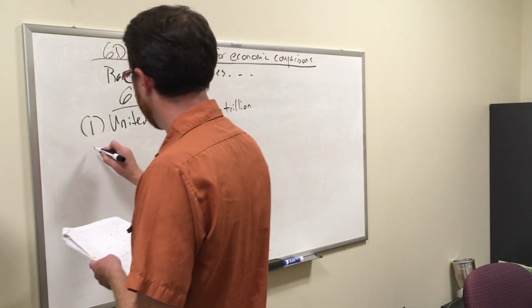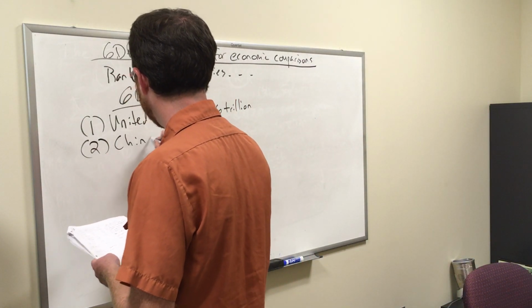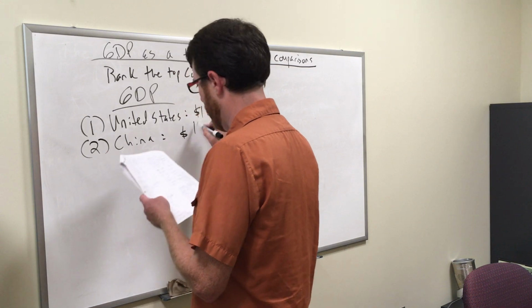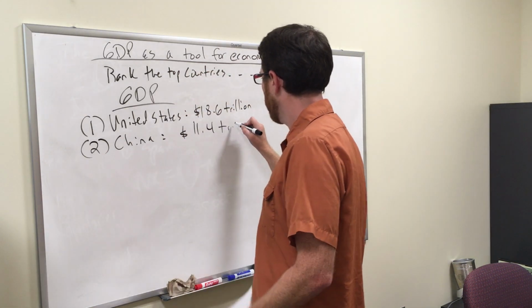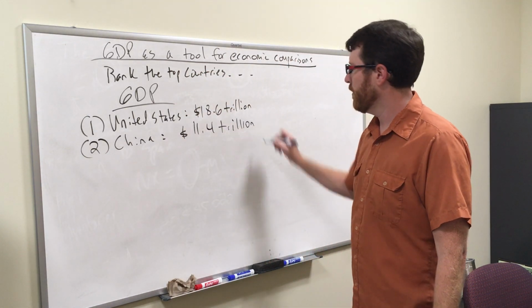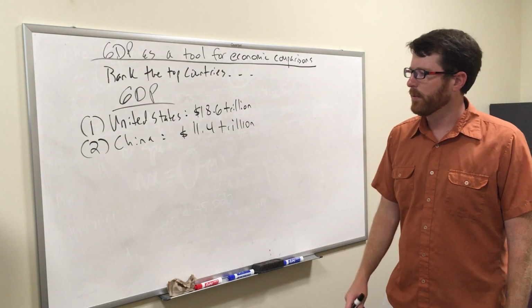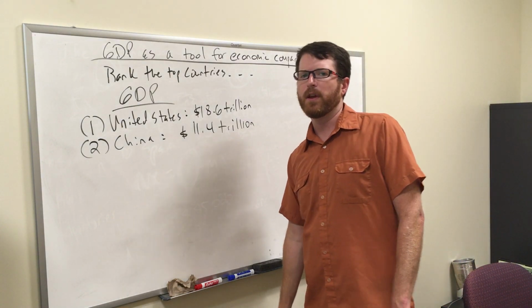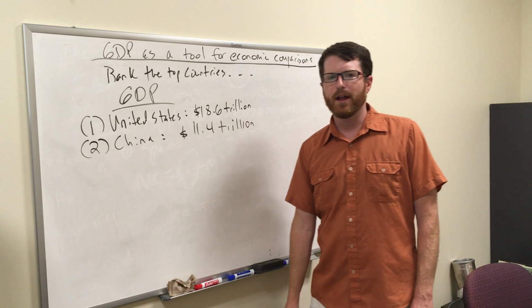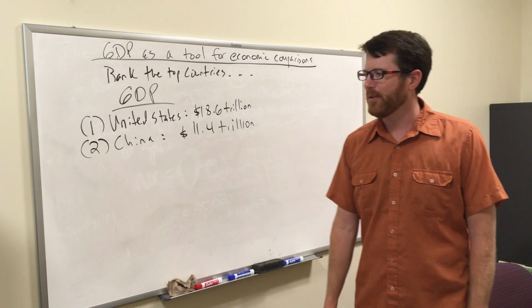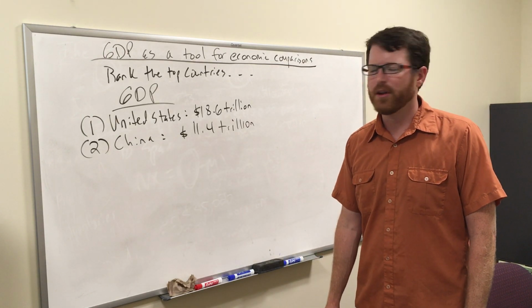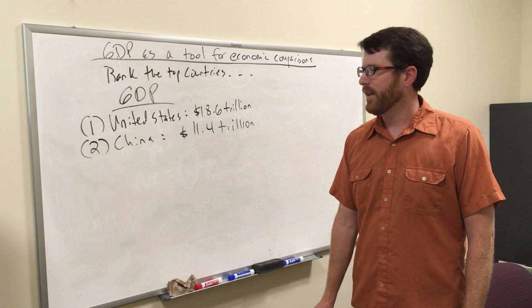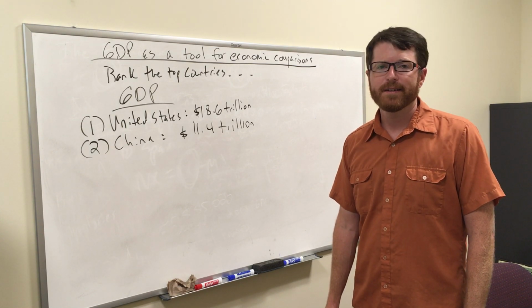Number two is China at about 11.4 trillion. China is growing. China will go to number one probably in 5 or 10 years. Not really a big deal. A lot of people see that as a negative. Economists generally see that as a positive. When countries get wealthier, that tends to be a good thing for everybody, actually.